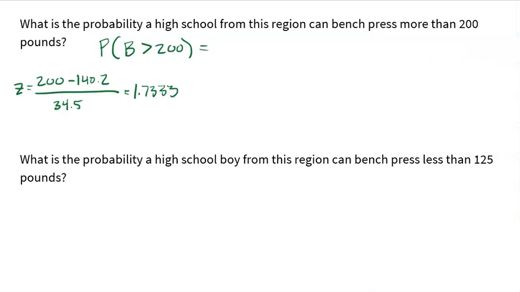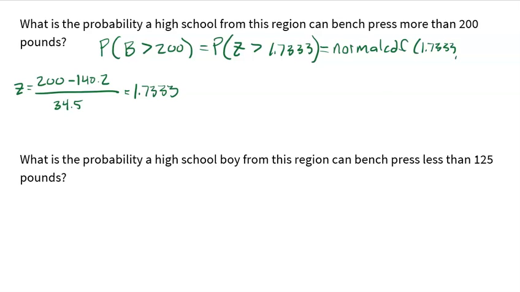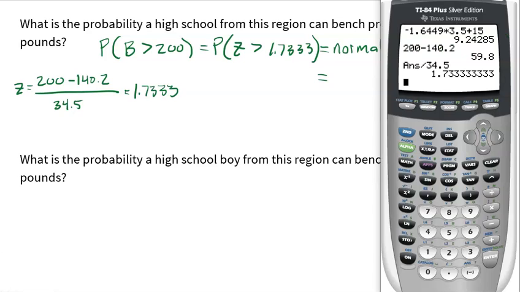All right, then this question that I'm asking you, bench pressing more than 200 pounds, would be equivalent to finding the probability that a z-score is more than 1.7333. Now, to do this on my calculator, I am going to use normal CDF. I'm going to look from 1.7333 to infinity. I'm going to go way above, and I'm going to be thinking about this in terms of z-scores, which is a mean of 0 and a standard deviation of 1. Now remember, that's what your calculator is actually going to do. I'm just kind of setting it up ahead of time.